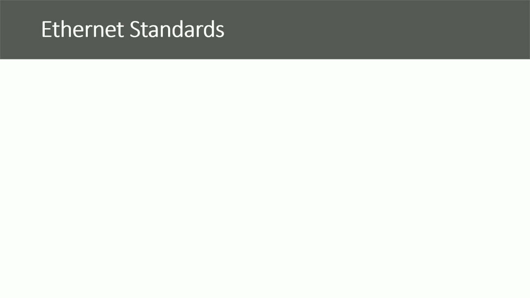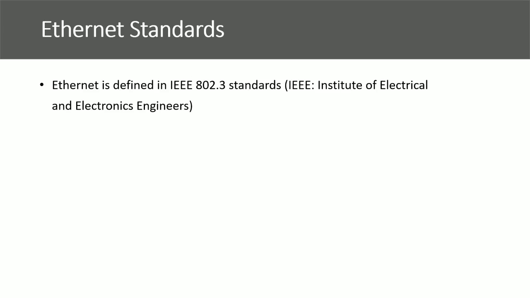As we discussed in the previous slide, Ethernet is the protocol used in local area networks or LANs, and Ethernet is defined in the IEEE 802.3 standard. IEEE stands for Institute of Electrical and Electronics Engineers. IEEE is the organization that creates standards for different computer network protocols. These standards are built for manufacturers to follow and comply with to provide interoperability between different vendors.